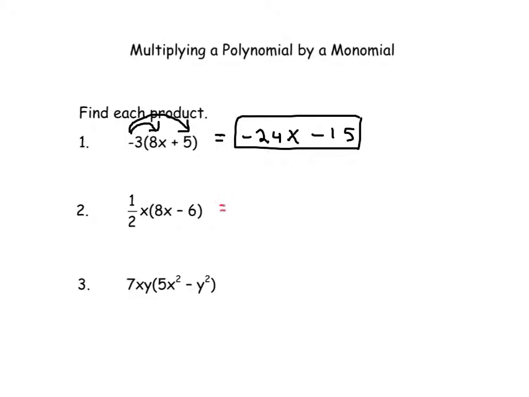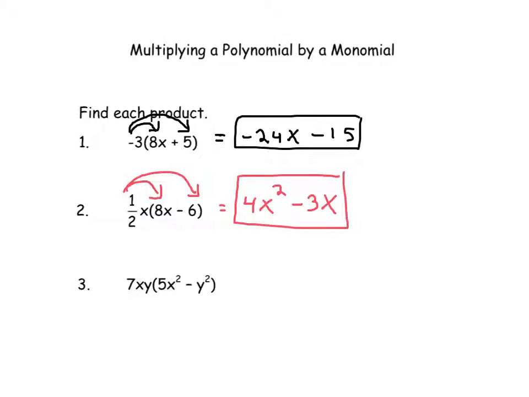So we're going to take 1/2 x and multiply that times 8x. Well, 1/2 times 8 is 4. 1/2 of 8 is 4, and x times x is x squared. Remember to add the exponents. And then you take the 1/2 x and multiply times a -6. 1/2 times a -6 is -3, and then you still have an x, so don't forget about the x that you were multiplying. So that would be your answer.